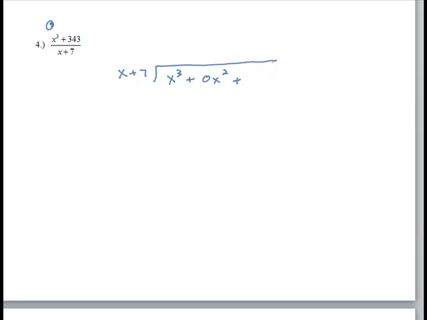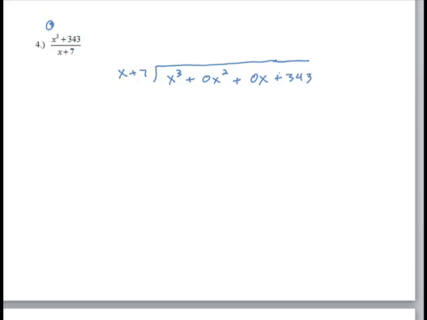Same thing now, the next term must have a degree of 1. We don't have a term of degree 1 in our numerator, so we're going to put in another placeholder, 0x. And the last term must have a degree of 0. Well, that's our 343. So we have to have terms for each descending degree all the way down to 0. Degree 3, degree 2, degree 1, degree 0.